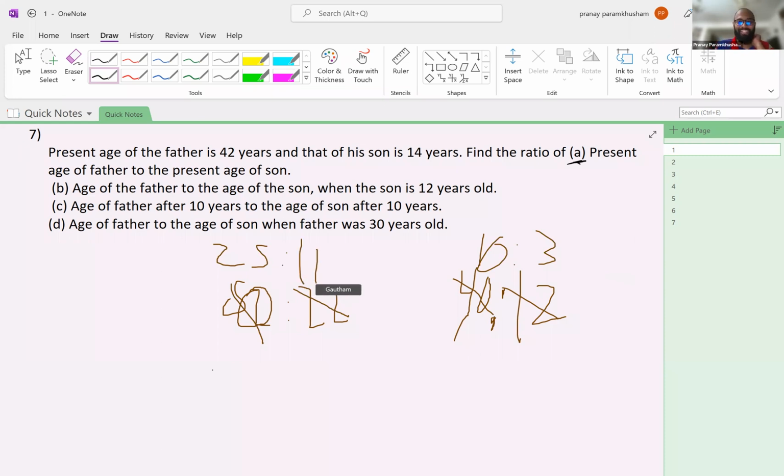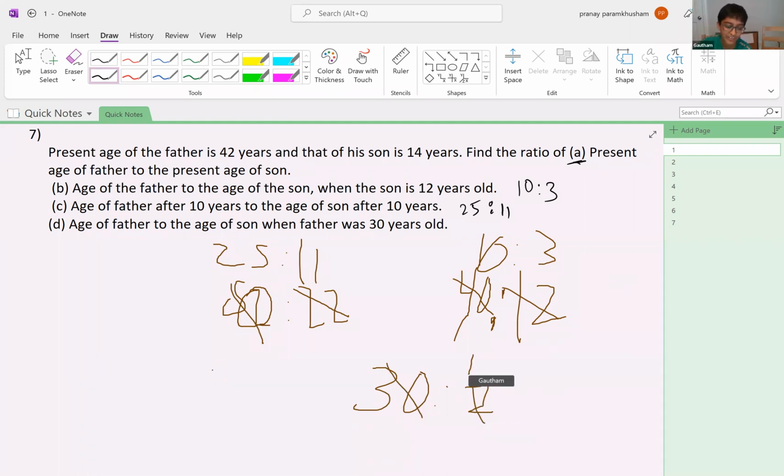Age of the father to the age of the son when the father is 30 years old. Father is 30. What would be the age of son? The son is 2 years old. And that's 15 to 1 simplified. Okay, and that's it. No, there's one left.